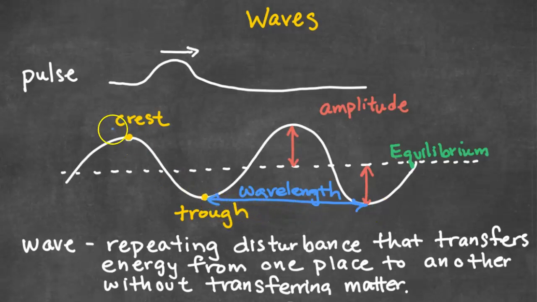Also, we can measure from crest to crest or trough to trough, and that length is called the wavelength. The wavelength is the length of one wave. You can measure it once again from crest to crest or trough to trough, or you can even measure it from the equilibrium location right here to not the next one, but the one after that. You're going to measure the length to the point where it starts to repeat itself again.